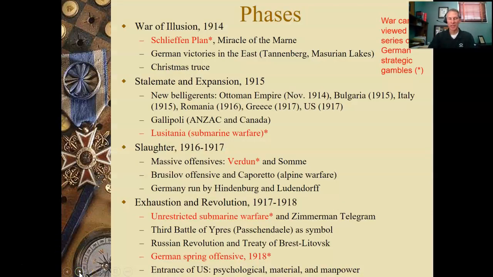So the war basically kind of unfolded in 3 phases. I'm not going to go into every single little detail here. One way to view the conflict is a series of German gambles, which in general terms did not pay off.